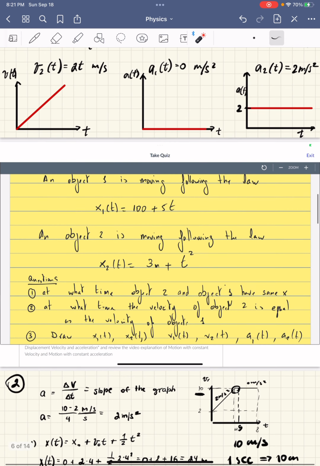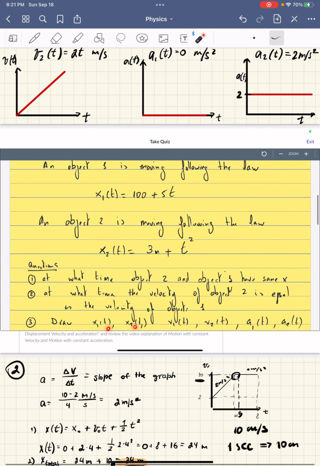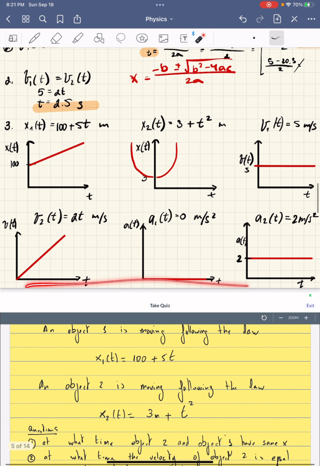Moving to the third question, we should draw 6 graphs, which are right here. So for the first graph, we were supposed to draw x1 of t, which we had as given already: 100 plus 5t. So I have 2 axes. For the x-axis, I have time. And the y-axis is x of t, meaning the distance of the object.